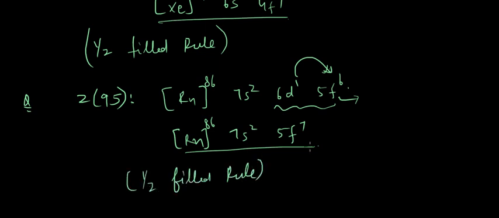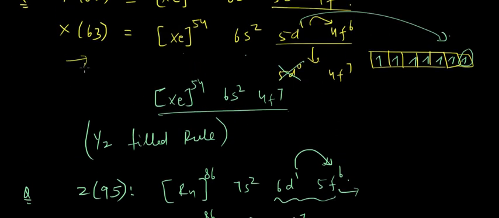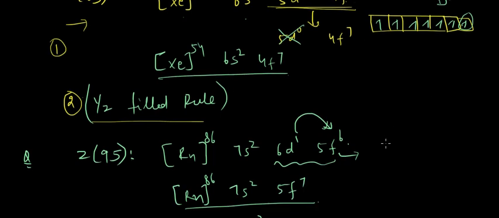So I hope in the past two examples you are able to notice that first the exception to the Aufbau principle will take place, in which 5d1 and 4f6 should be the configuration ideally, and then the half-filled rule will be applicable, in which you transfer the d electron to the f orbital.